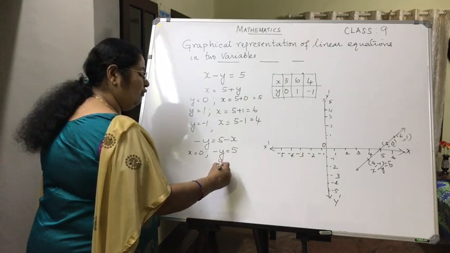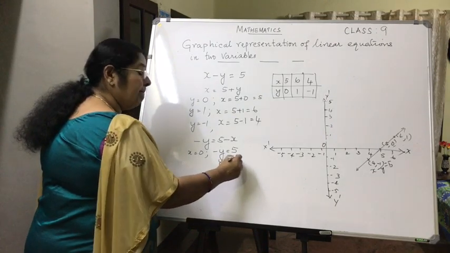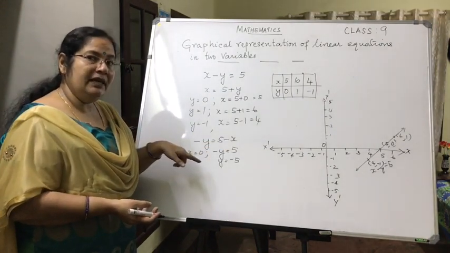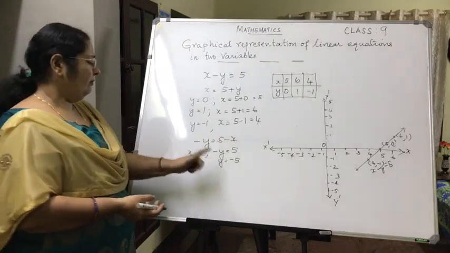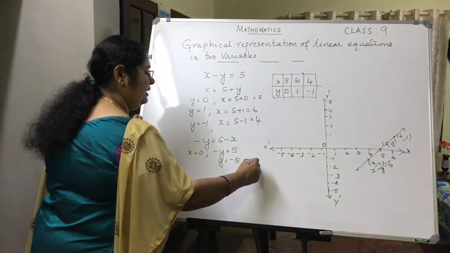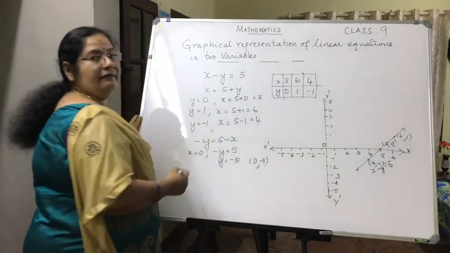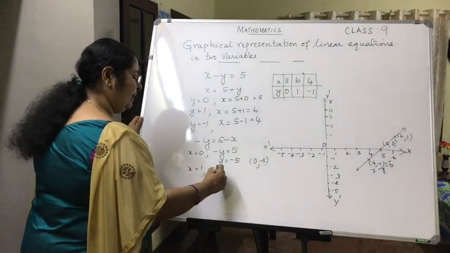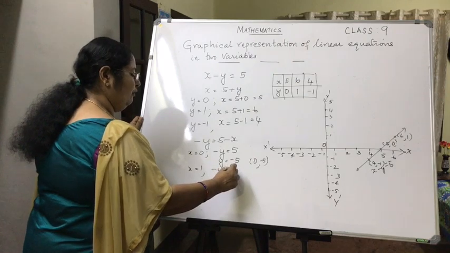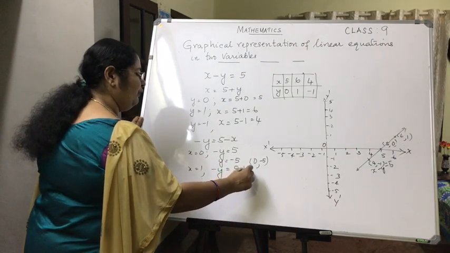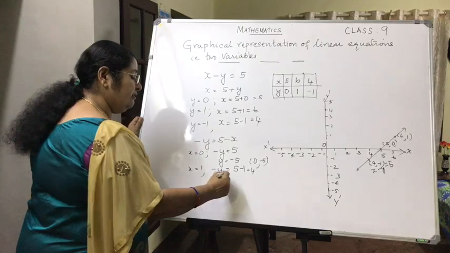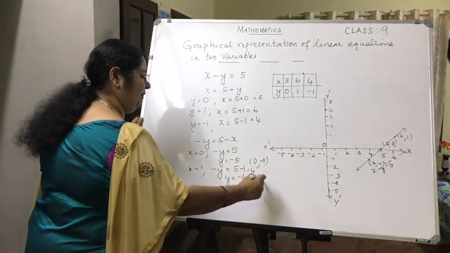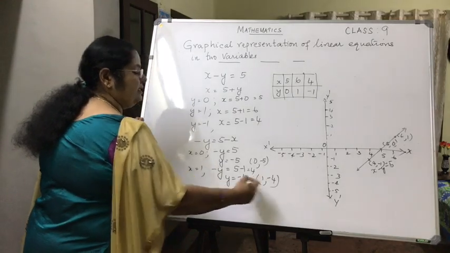So minus y is 5. So what is the value of y? y will be minus 5, because minus y is 5. So this ordered pair will be actually 0, minus 5. Same way, when x equals 1, minus y will be equal to 5 minus 1, which is 4. So what is the value of y? y will be minus 4. So the ordered pair will be 1, minus 4.